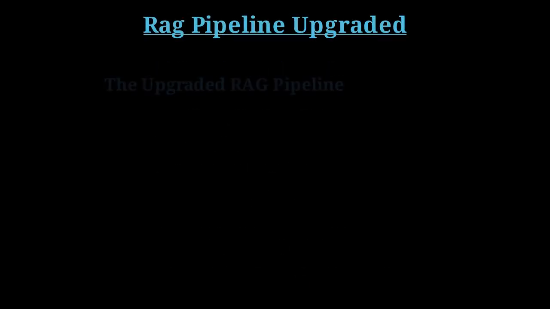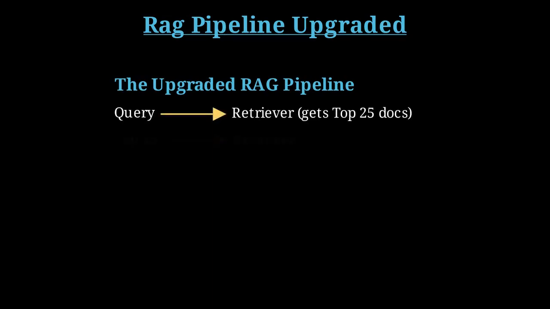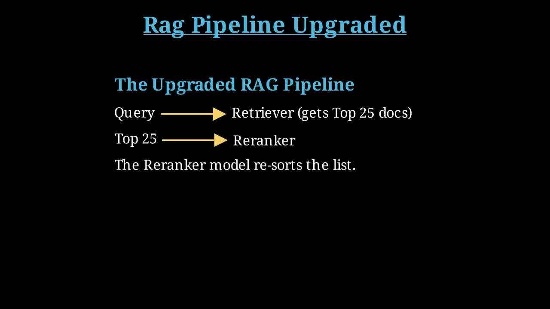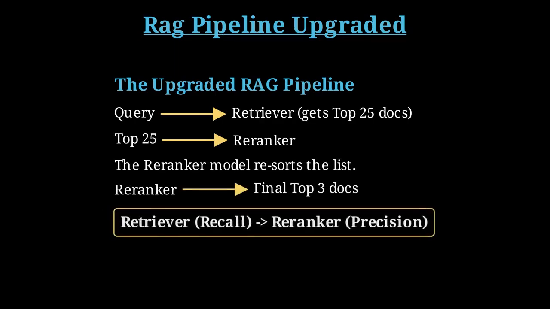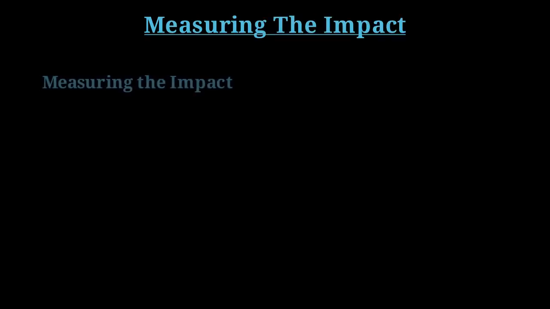So let's look at our upgraded RAG pipeline. The user query still goes to the retriever first. But now, instead of retrieving just a few documents, the retriever fetches a larger set, say the top 25. This entire set is then passed to the Reranker model. The Reranker does its computationally intensive but highly accurate scoring and returns a new, reordered list. We then take just the top 3 or 5 from this new list to build our final prompt for the LLM. How do we know this extra step is worth it?